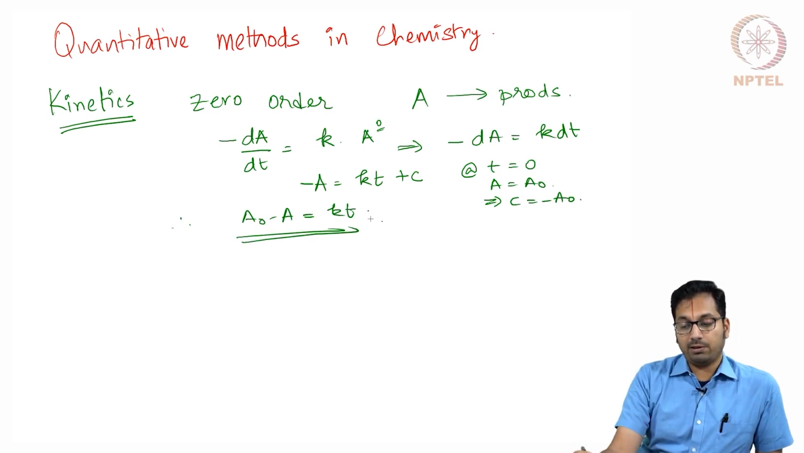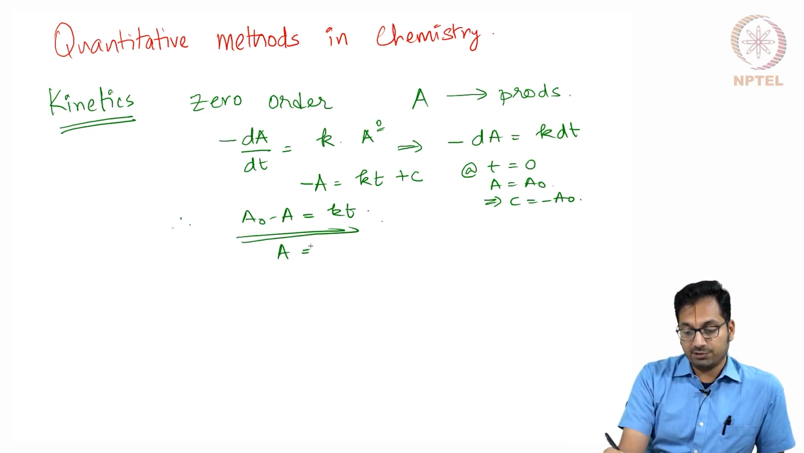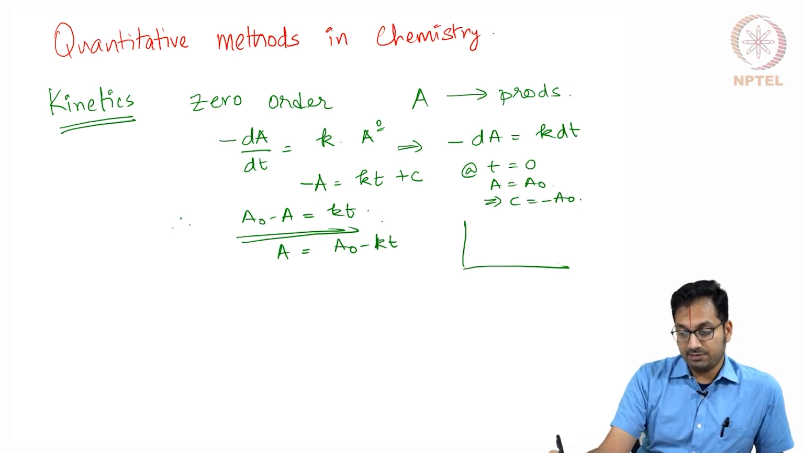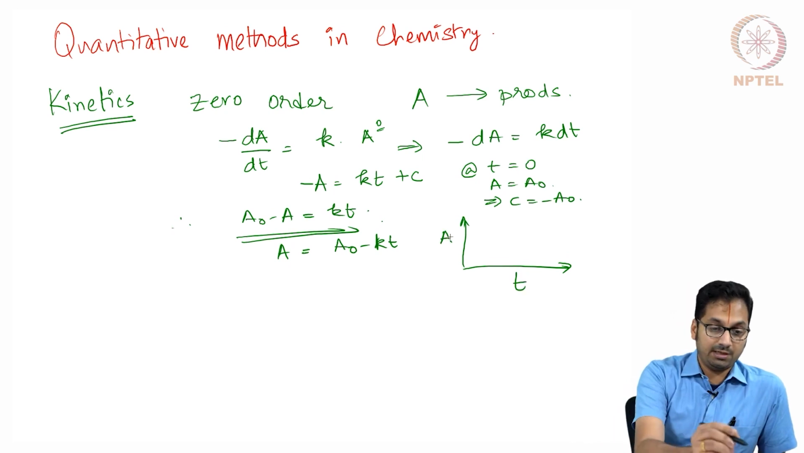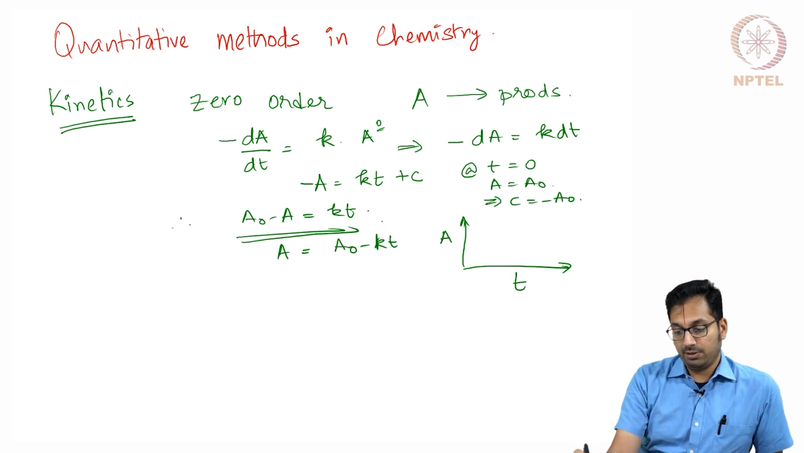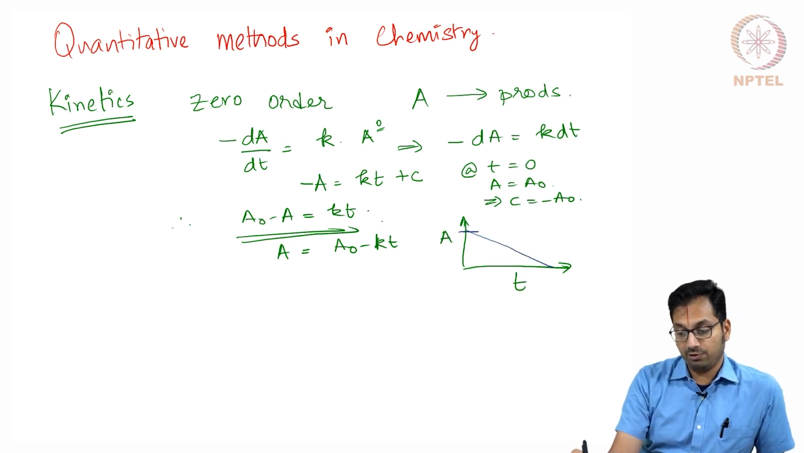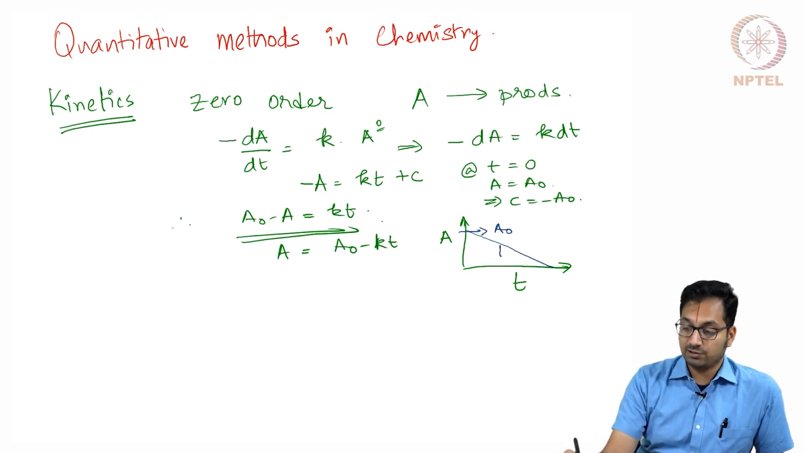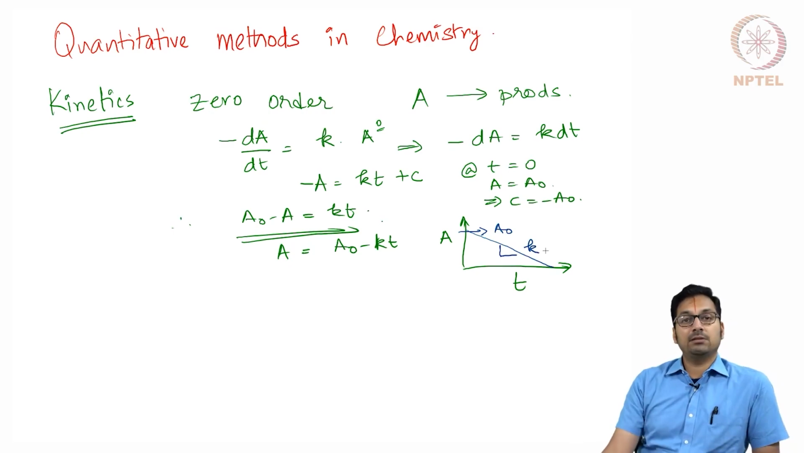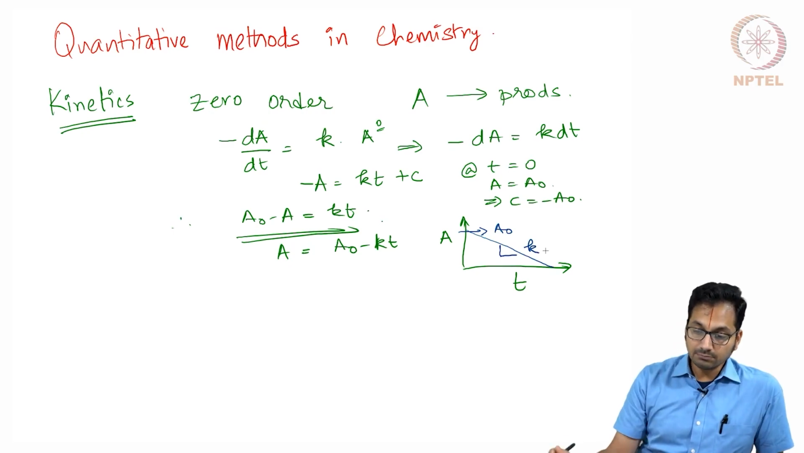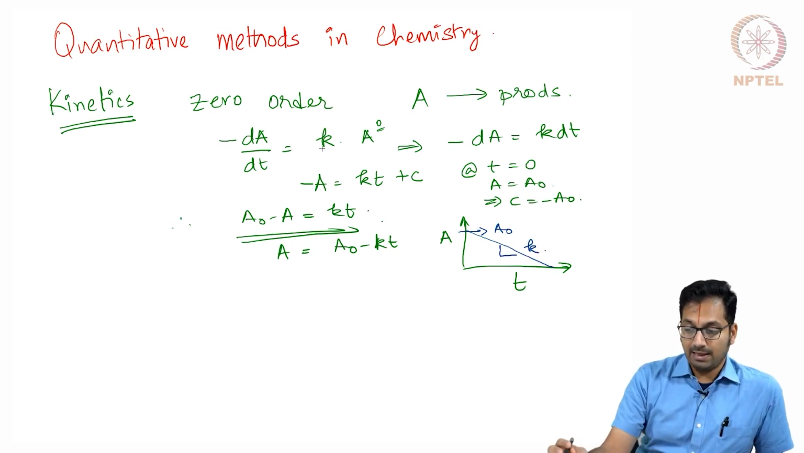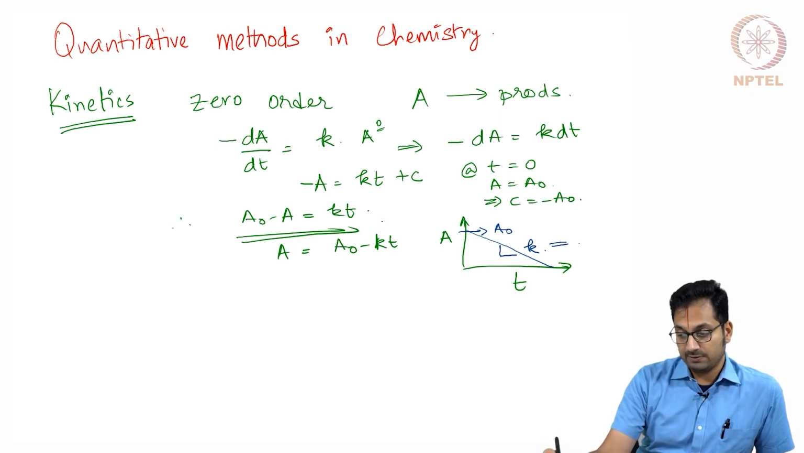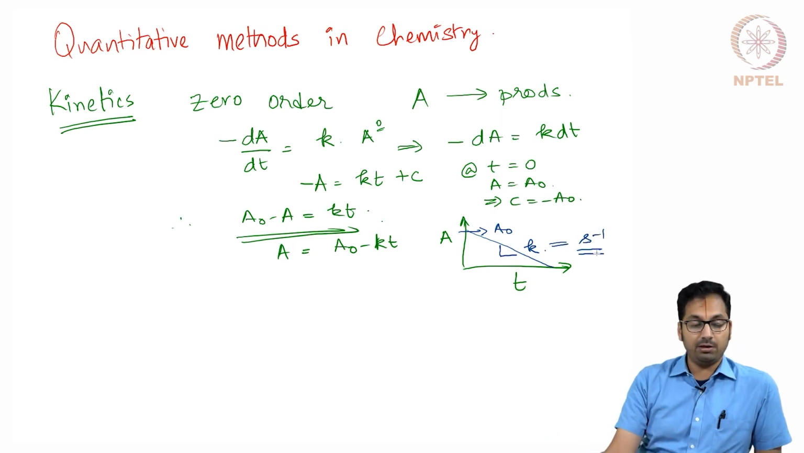That is, if you plot A as a function of t, you are going to get something like this. If t is the variable and A is the concentration at any point of time, you are going to get a straight line where the intercept is the concentration at initial time and the slope is the rate constant. In this case, the rate constant has the units of concentration per second because it is zero order.